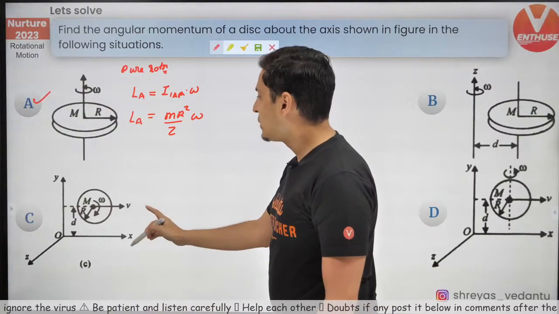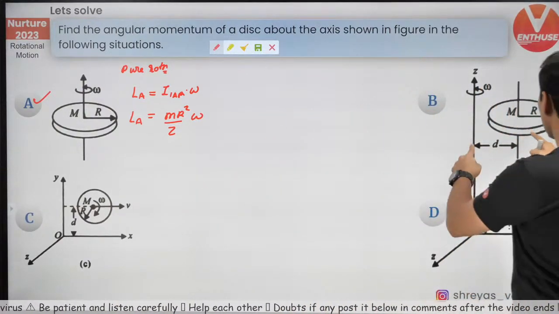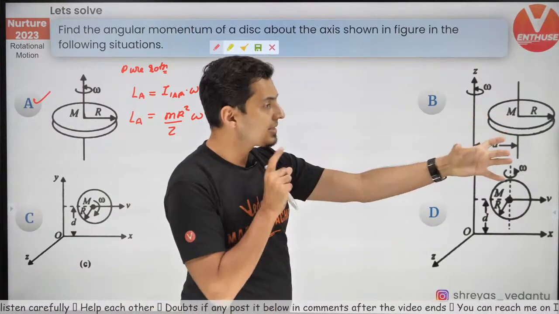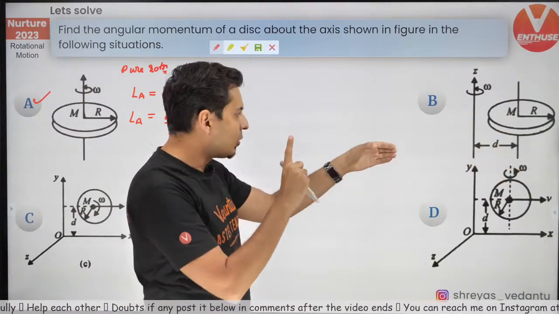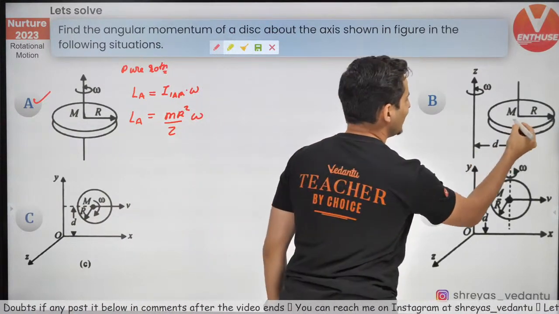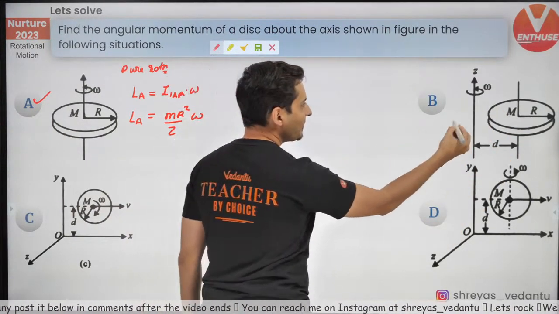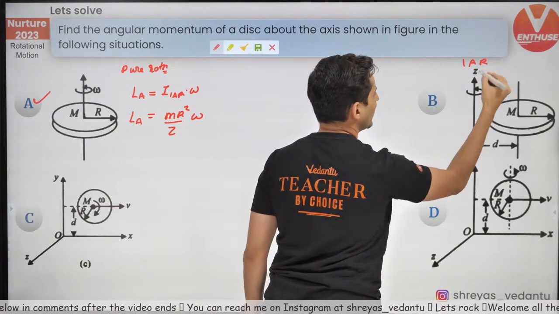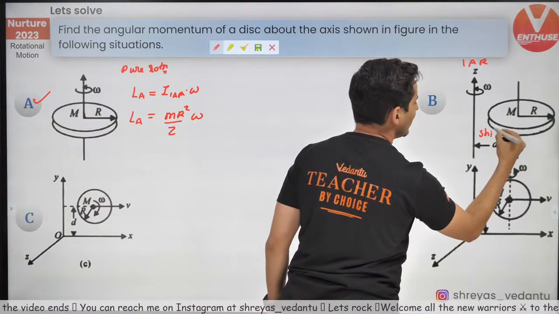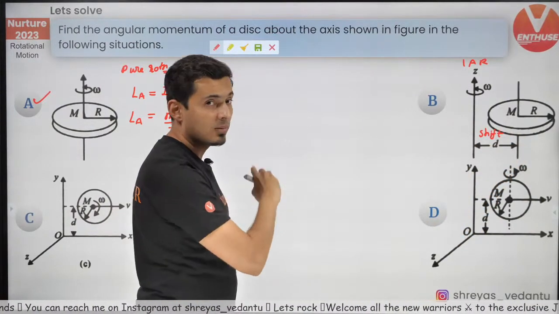Cool. Let's go to option B. Wait a minute, what do we have here? The axis is somewhere outside. The disk is rotating about an axis outside of its mass. Okay, I know what to do. I need to shift it. So again, this is the instantaneous axis of rotation. It's rotating about that axis. So I think we need to shift the moment of inertia first before solving the problem.